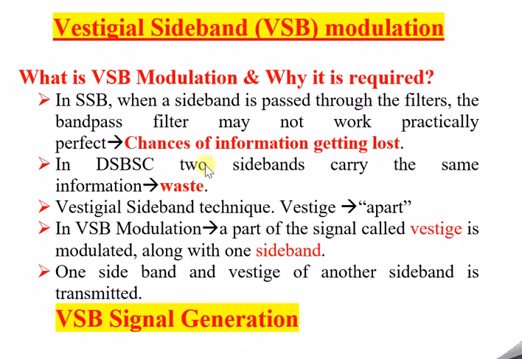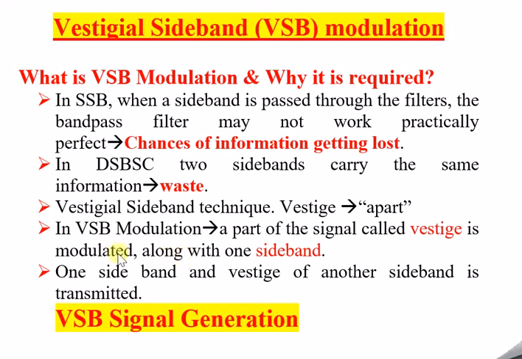Okay, so in VSB modulation, what we are doing is we are passing only a part of the signal. The part of the signal is called vestigial, hence the name vestigial sideband modulation. So a part of the signal called the vestige is modulated. Only that is modulated, not the entire signal. That's why it is called vestige or vestigial sideband modulation.